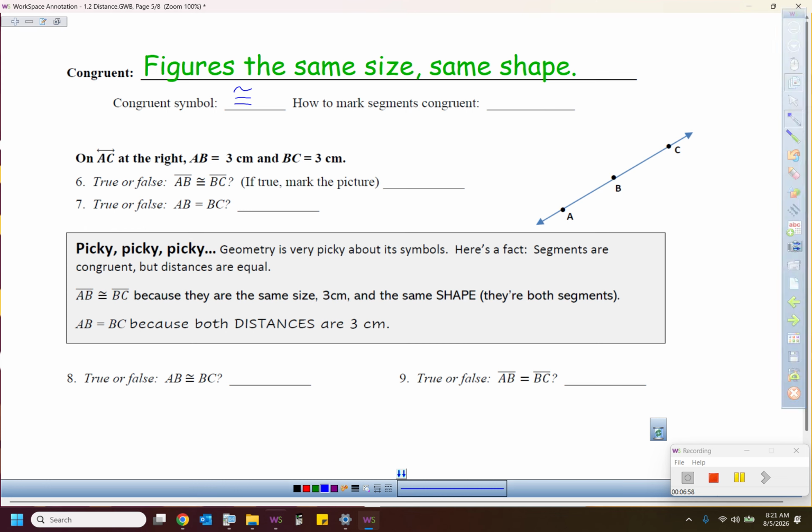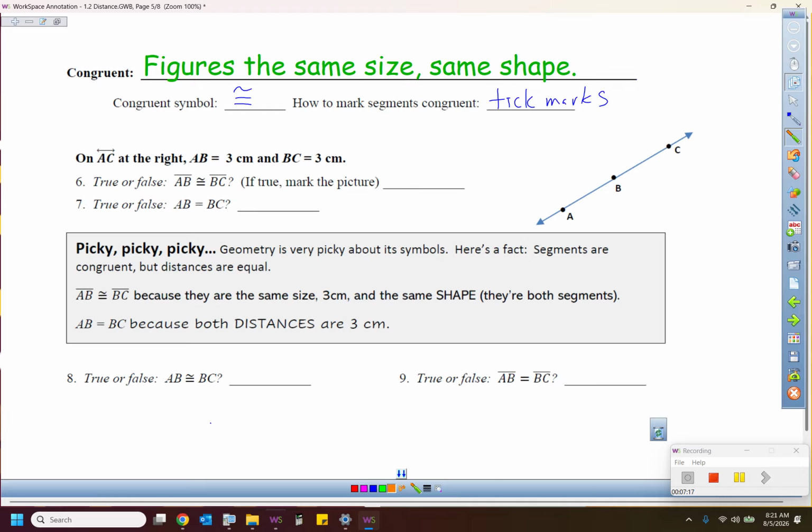And then how do you mark segments congruent? Because we're talking about segments here in this first little section. You use tick marks. And I'll show you what that means here in a second. We're going to use what we call tick marks, meaning that segments are congruent to each other. So let's just dive in and see what I mean by those tick marks here.